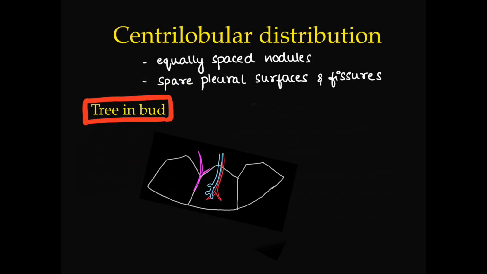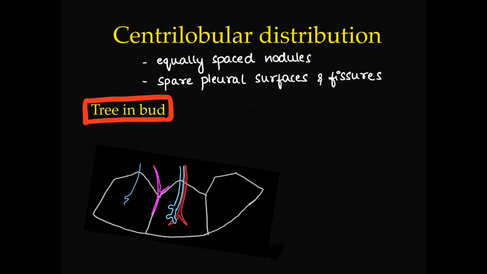There is a variant of centrilobular distribution, that is the tree in bud appearance. Here we have a centrilobular bronchus and a centrilobular nodule, which is a solid attenuation nodule. This can also be a ground glass attenuation centrilobular nodule. We should keep that also in mind.